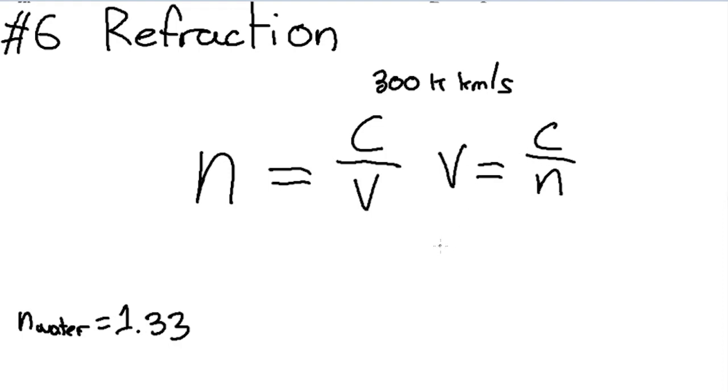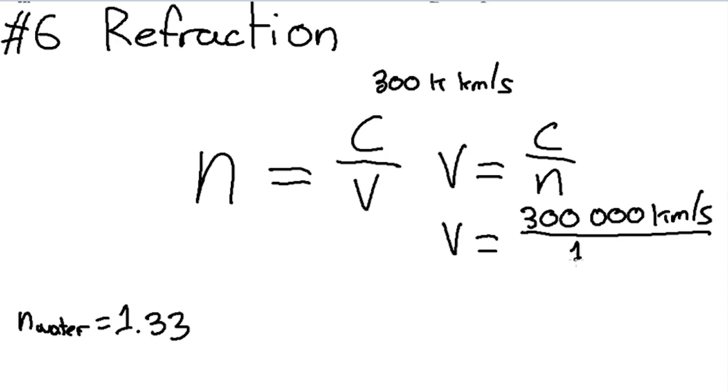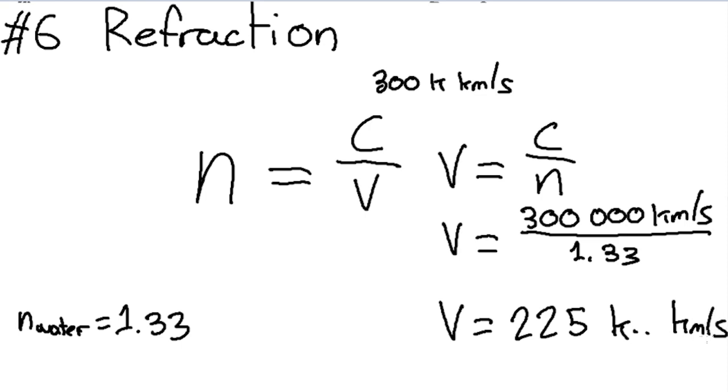And if we're going to calculate, v equals 300 kilometers per second divided by 1.33, and then we're just going to calculate. I think it's going to give 225 kilometers per second. It's going to give an answer like this.